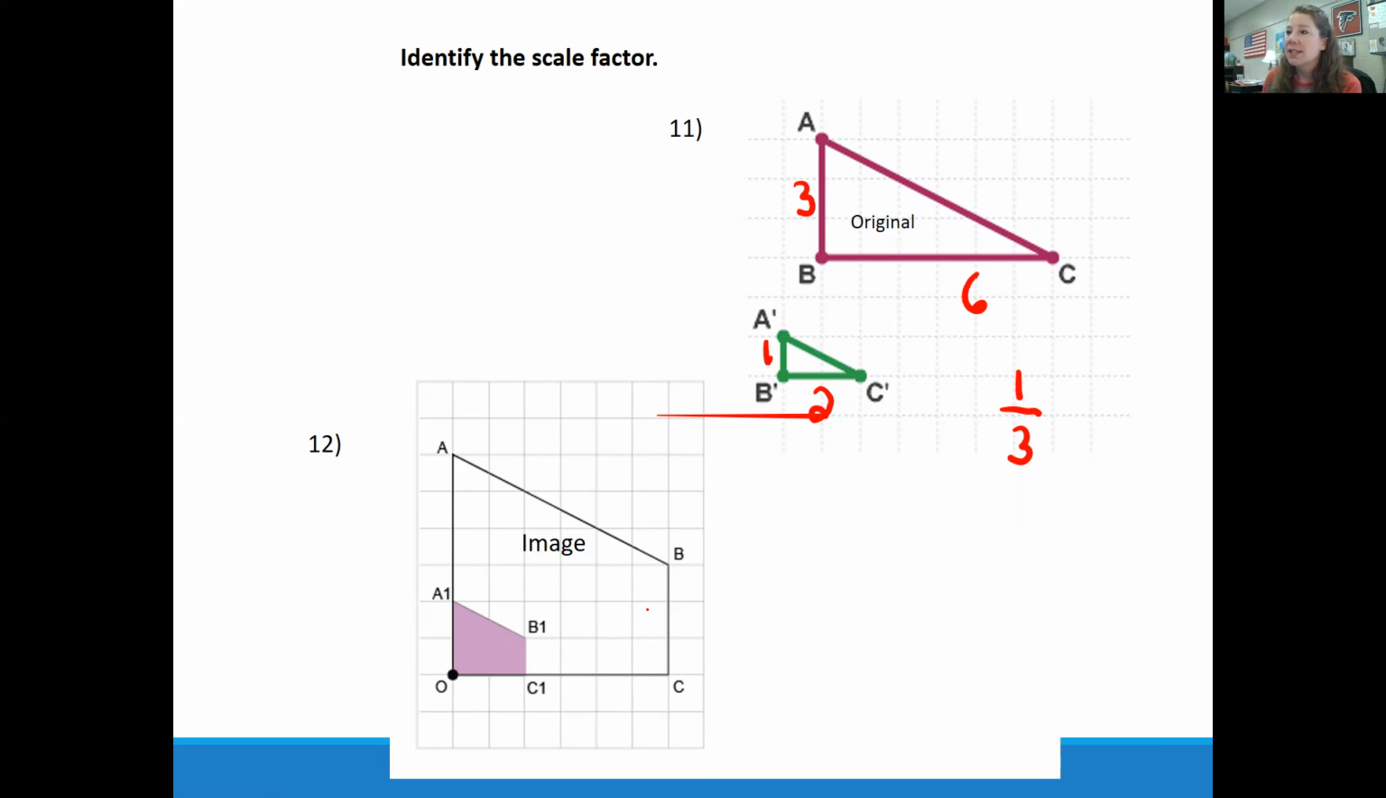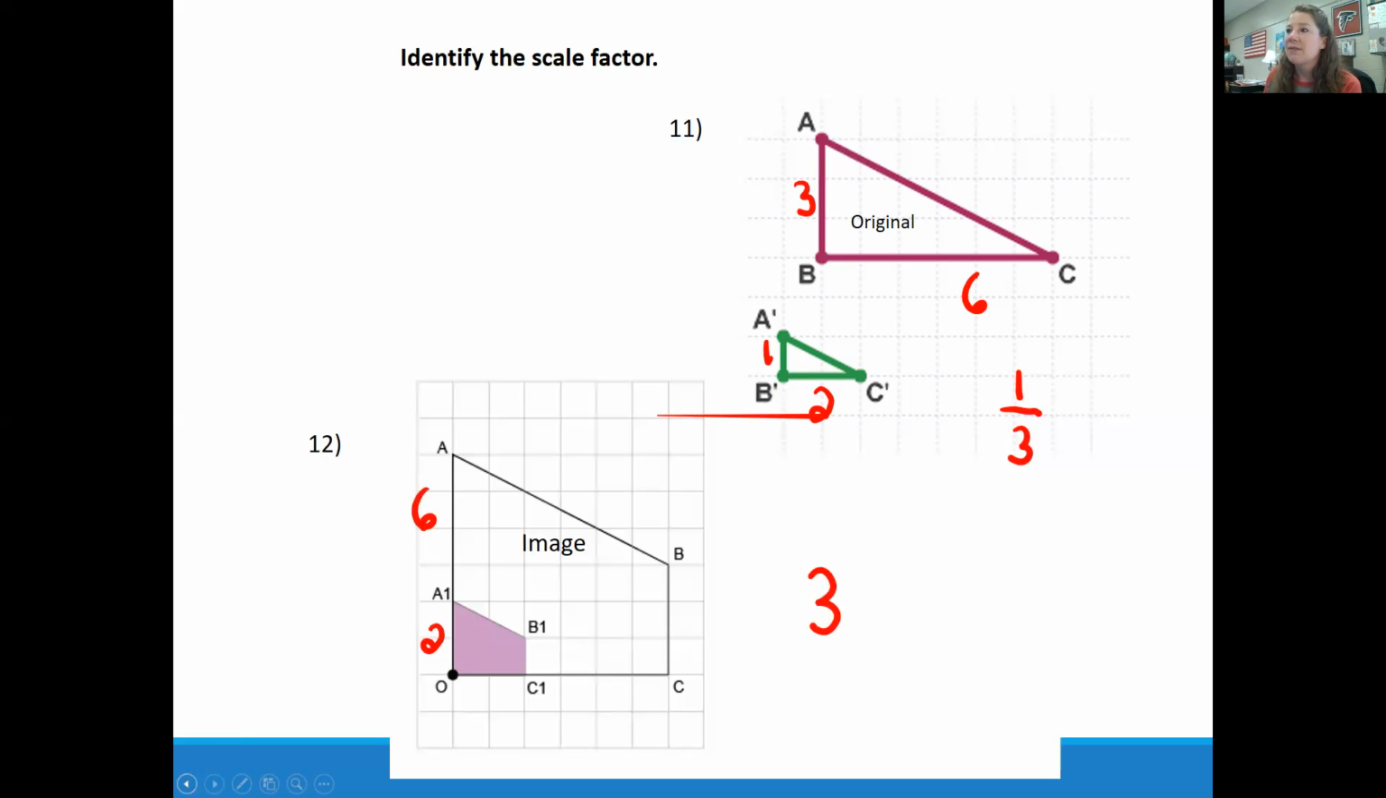Okay, let's look at this one. Our original is in purple. Our image is large. What do we know about the scale factor? It's greater than 1, so we can compare this side length. So this is 2 compared to 1, 2, 3, 4, 5, 6. Or we could compare the bottoms, 2 to 2, 4, 6, also 2 to 6. So is the scale factor 3 or is it 1/3? It is 3, right? Image over original, 6/2.